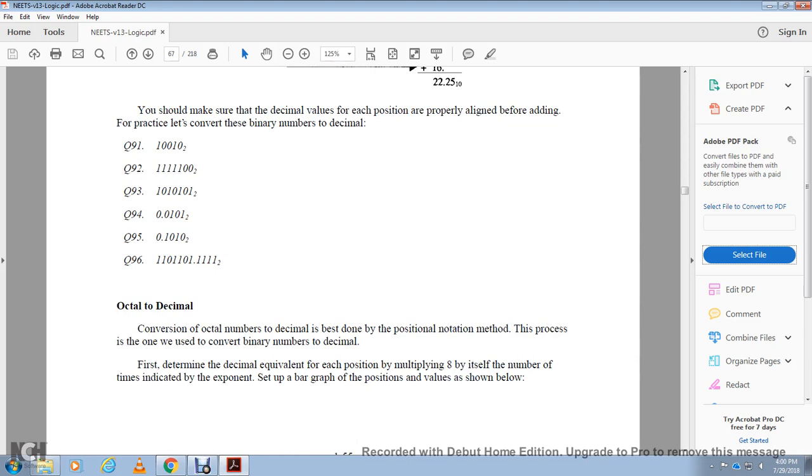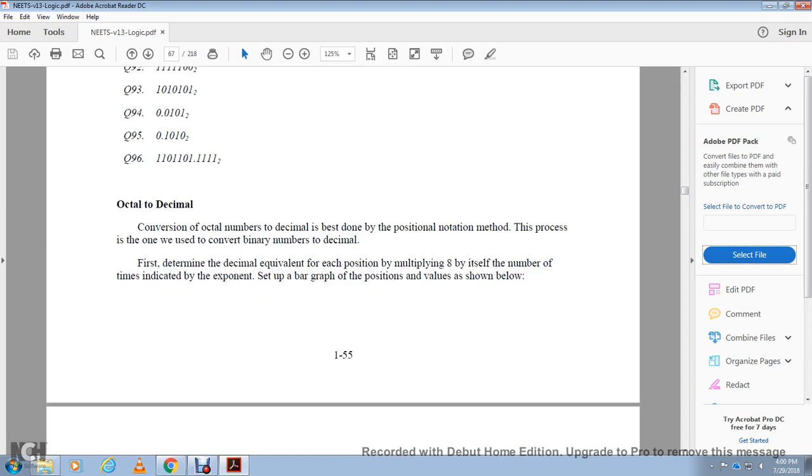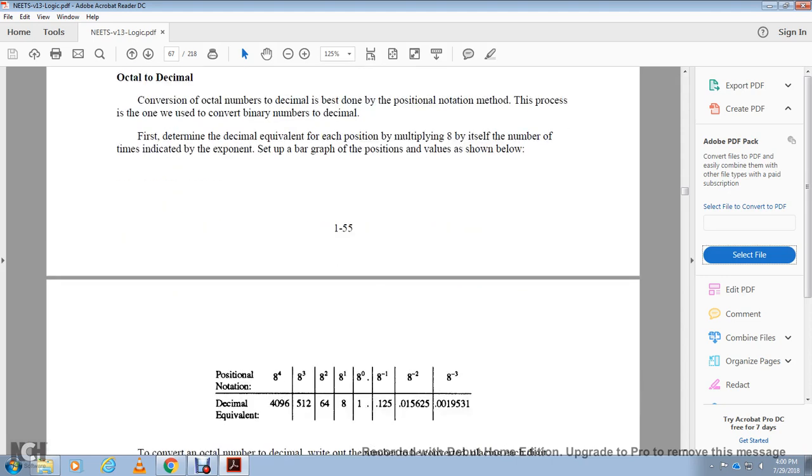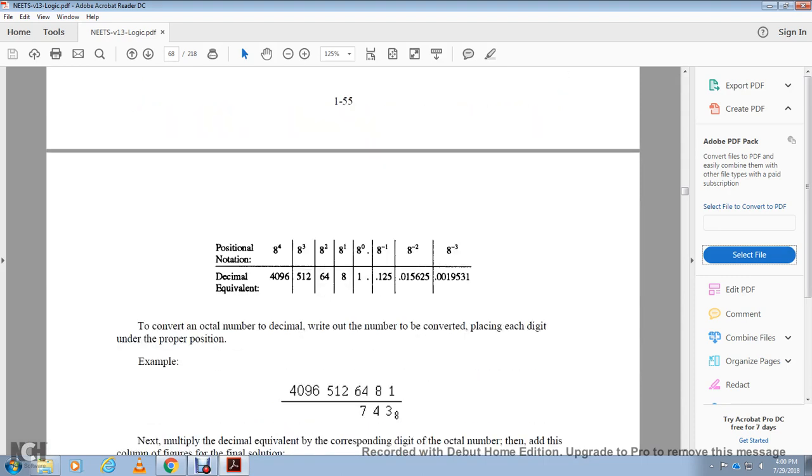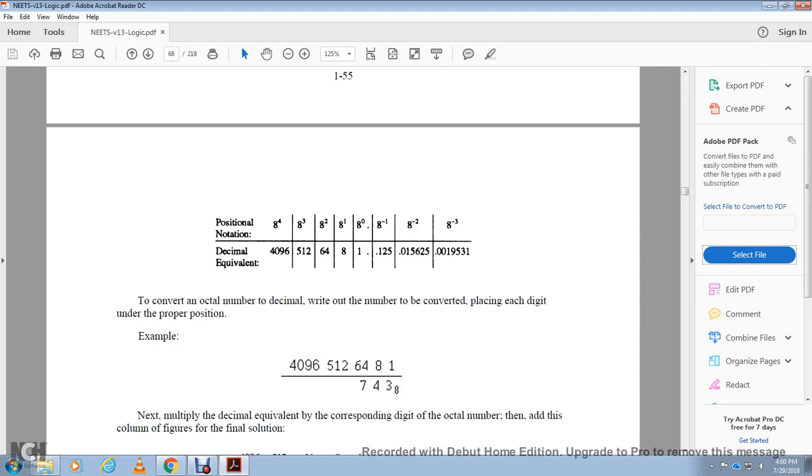Okay, octal to decimal conversion. Octal numbers are best converted with the positional notation method. The process is the same as converting binary to decimal: determine the decimal equivalent of each position by multiplying 8 by itself the number of times indicated by the exponent. The set of positional values is shown below. 8 to the 4th, 8 to the 3rd, 8 to the 2nd, 8 to the 1st, 8 to the 0th, then 8 to the negative 1, 8 to the negative 2nd. So you'd have 4096, 512, 64, 8, 1.